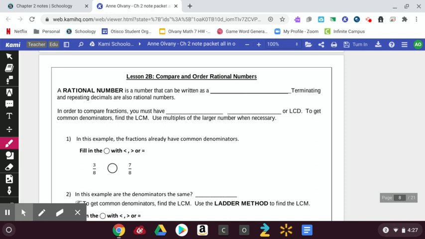It's not a counting number. Those go 1, 2, 3, 4. Well, it is a counting number. Those are included. But it's more than just a counting number, and it's more than just a whole number, because whole numbers are 0, 1, 2, 3, 4, dot, dot, dot. A rational number is a number that can be written as a fraction.